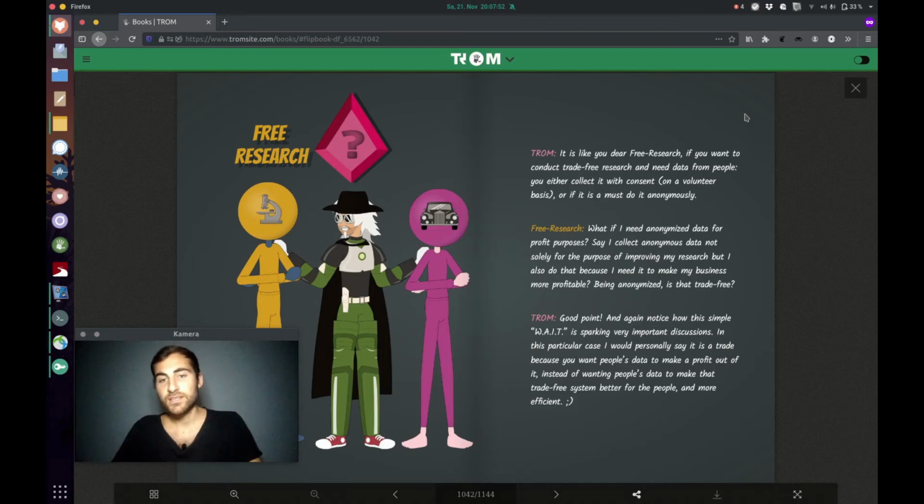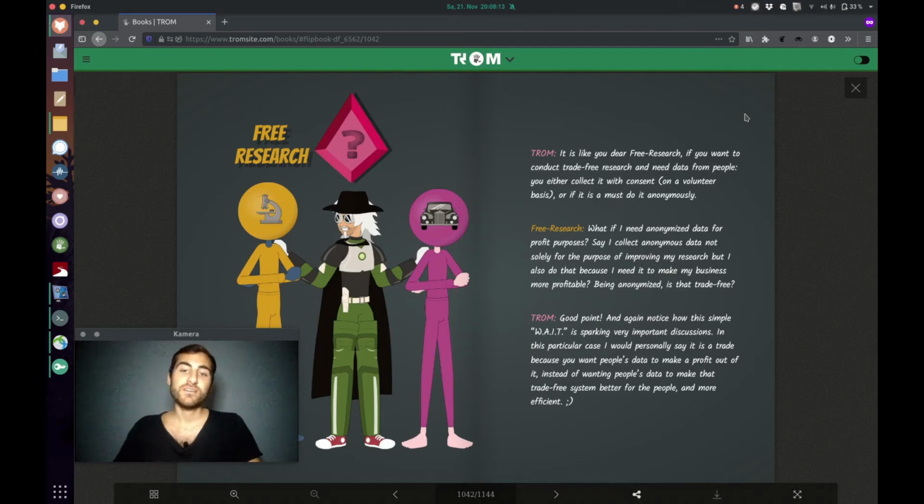Free research is asking, what if I need anonymized data for profit purposes? Say I collect anonymous data not solely for the purpose of improving my research, but I also do that because I need it to make my business more profitable. Being anonymized, is that trade-free? And the TROM superhero says, good point.